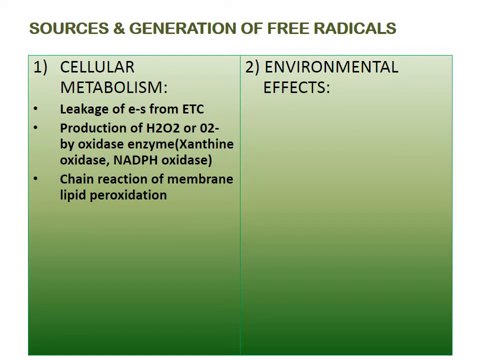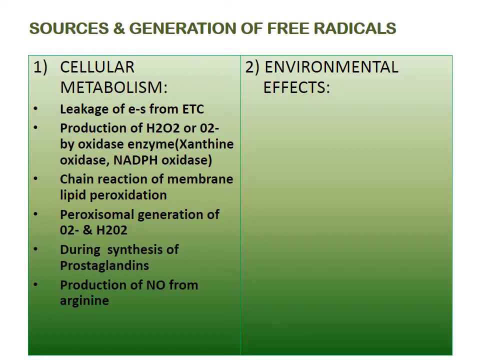They are also produced by lipid peroxidation. When there is lipid peroxidation of a membrane, that is lipid membrane, when this membrane is converted into chain reactions of lipid peroxidation, then it produces free radicals. These free radicals are also produced by peroxisomal generation of H2O2 and superoxide ion. During the synthesis of prostaglandins, it can also produce free radicals. Then nitric oxide is produced from the amino acid arginine.